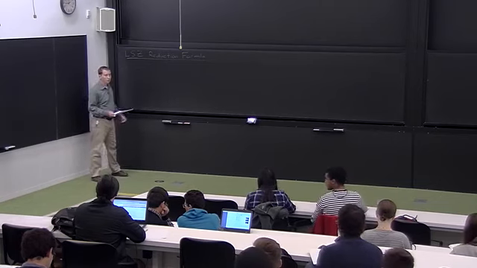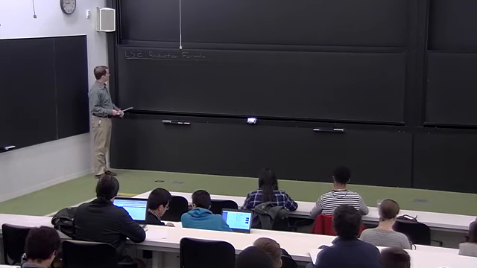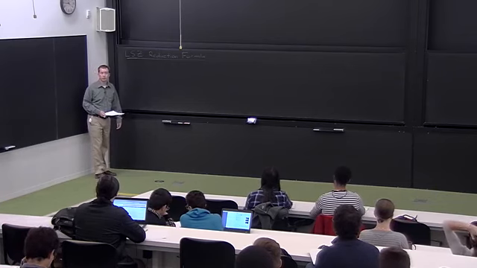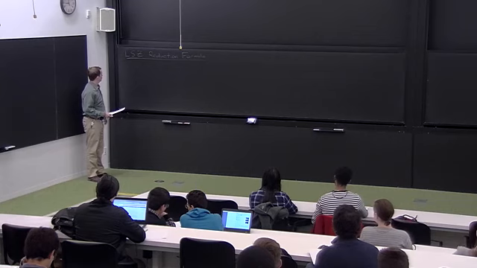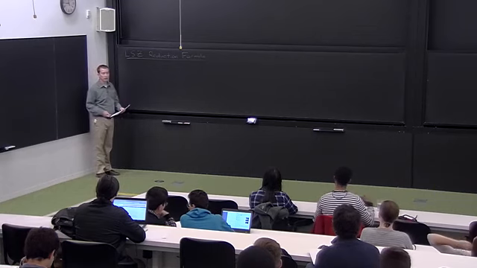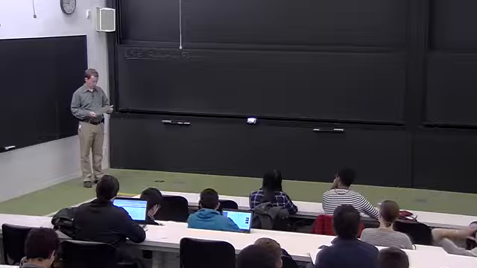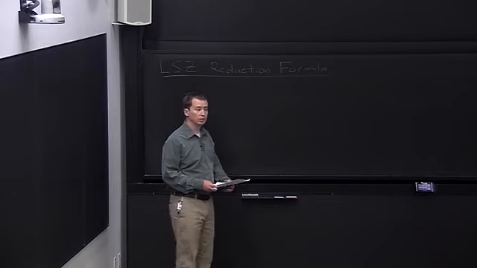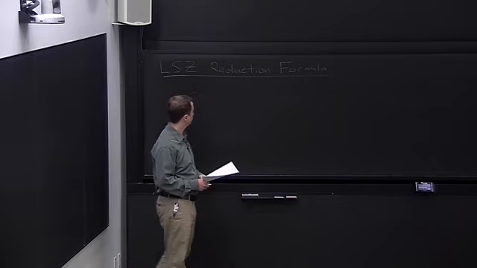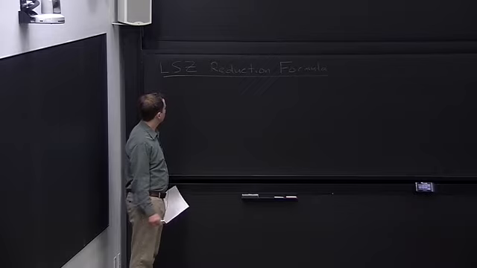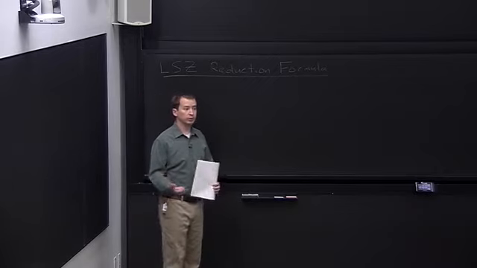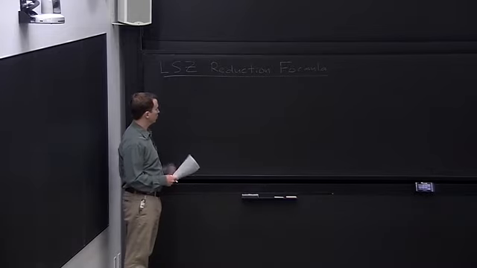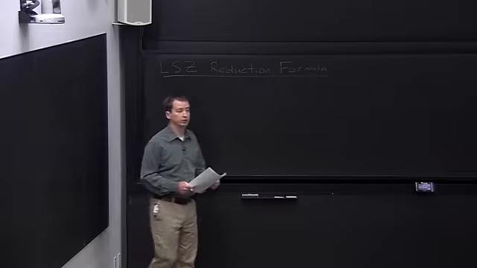So this process is going to take several lectures. And so what we're going to do today is derive the LSZ reduction formula. So LSZ stands for Lehmann, Symanzik, and Zimmermann. And what the LSZ reduction formula lets us do is relate scattering amplitudes, which are transition amplitudes from some initial state with some number of particles to some final state with some number of particles, to time-ordered products of fields.